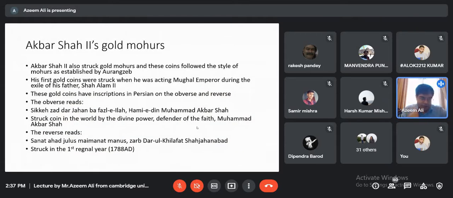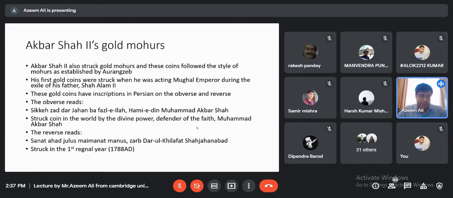And he also struck gold Mughals. And these coins follow the style of Mughals as established by Aurangzeb. His first gold coins were struck when he was acting Mughal emperor during the exile of his father, Shah Alam II. And these gold coins have inscriptions in Persian on the obverse and reverse.